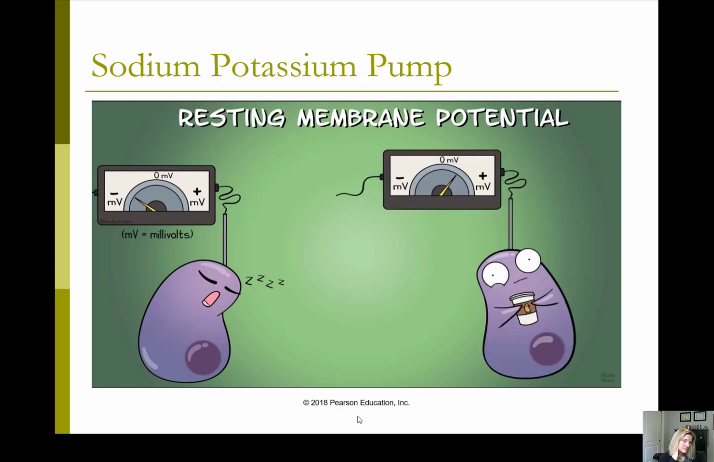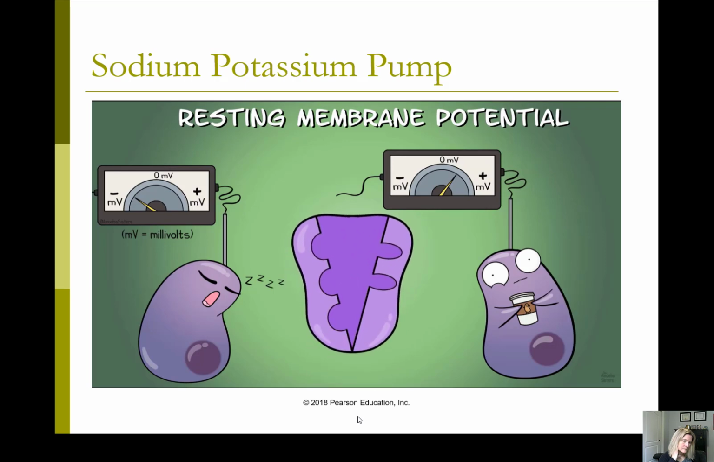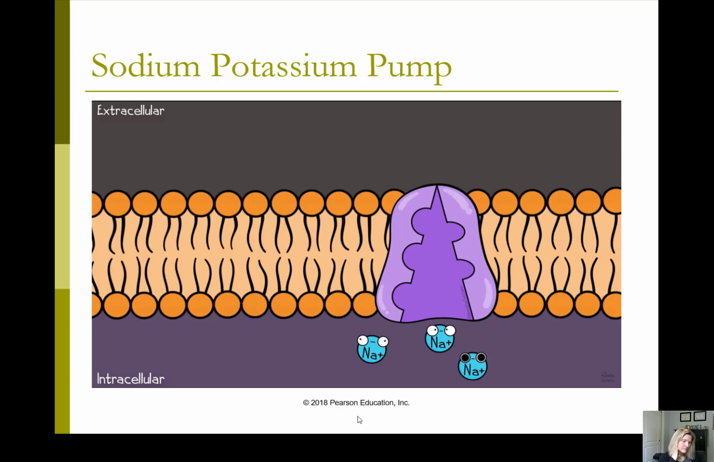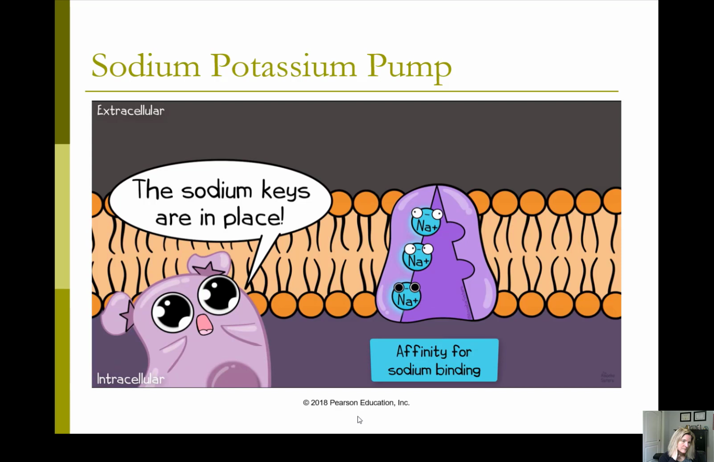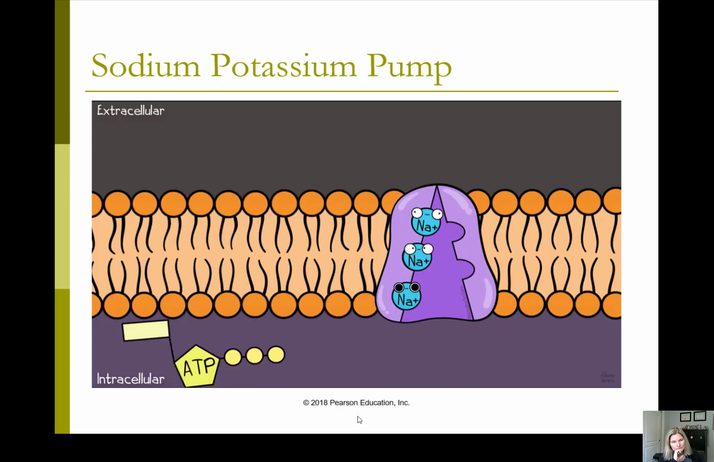For a cell at rest, or if it needs to return to its resting potential, the sodium-potassium pump is pretty critical. The sodium-potassium pump is initially open on the intracellular side of the cell. It has binding room for sodium ions, 3 specifically. When these 3 sodium ions bind, the protein is phosphorylated. In our ATP video, we talk about what that means. ATP, a molecule of energy currency, transfers its phosphate to the protein.